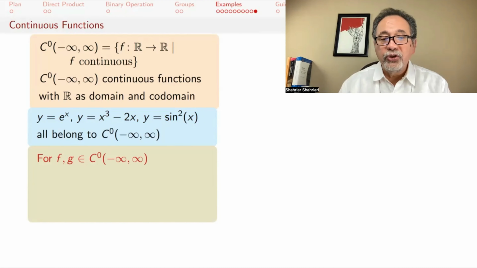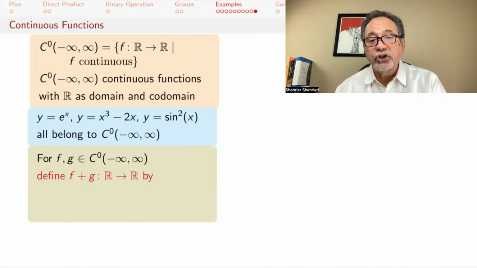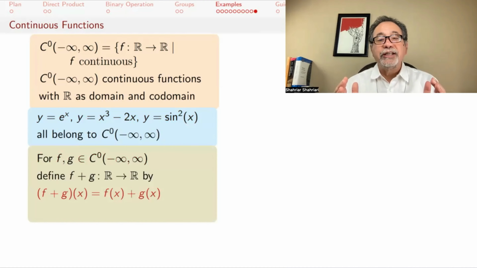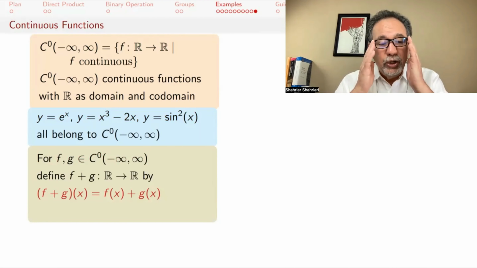If you have two continuous functions with R as domain and codomain, you can add them. How do you do that? You can define f plus g as a function also from R to R. F plus g is the name of this new function, and to tell you what it is, I have to tell you what it does to some real number.